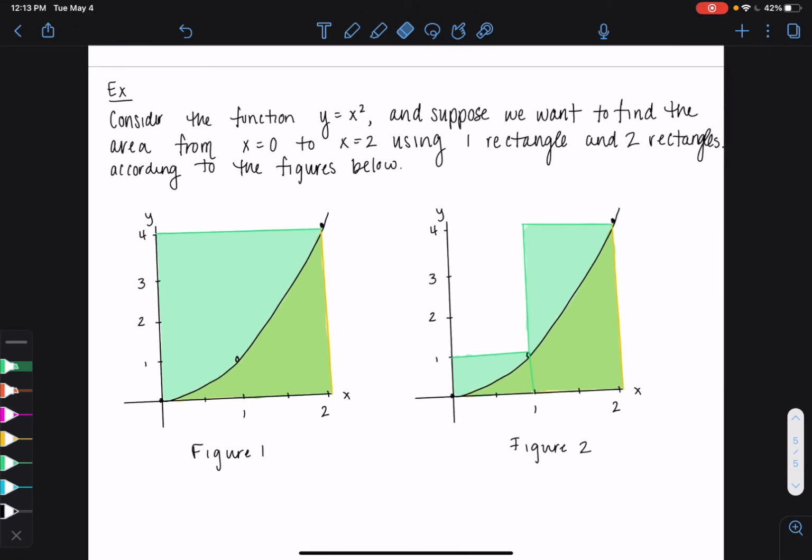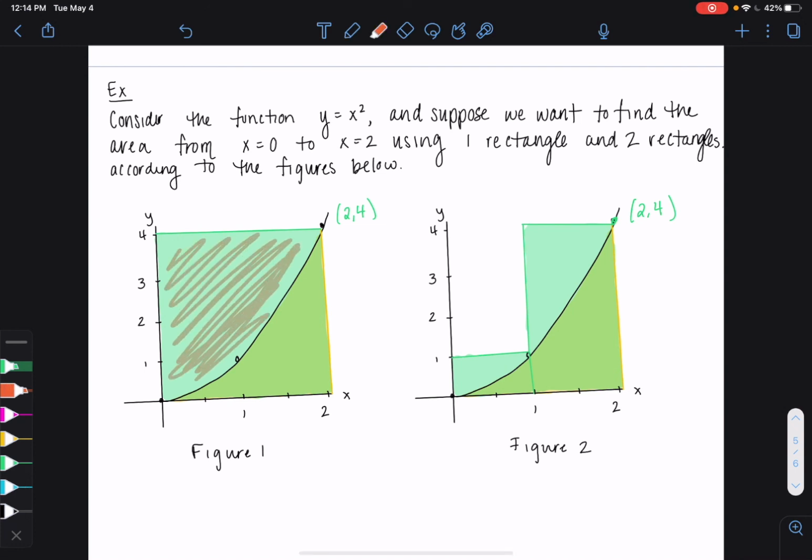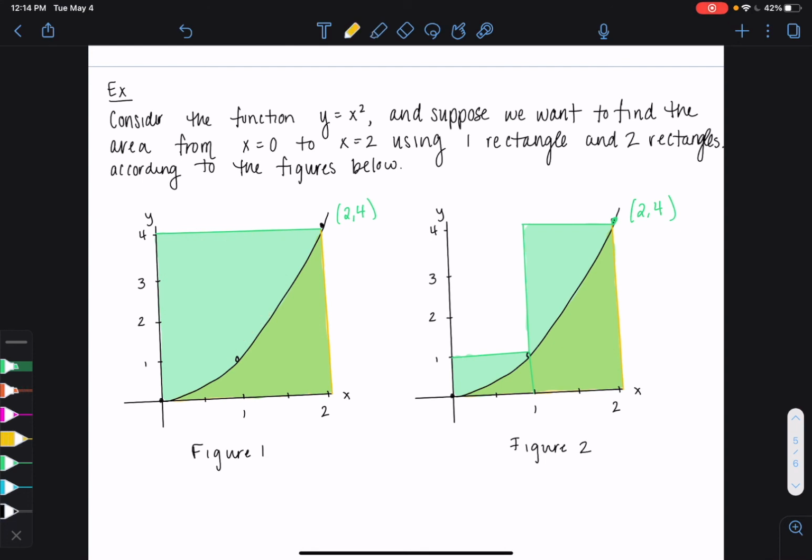We're going to consider the function y equals x squared. And suppose we want to find the area between 0 and 2, first using one rectangle, and then using 2 rectangles, based on these figures below. So we're dealing with y equals x squared. This point here would be the point (2, 4). So if I plug in 2, the y value is 2 squared, or 4. In this first figure, you can see it's not going to be a really good approximation because this is completely overestimating my actual area. But I can go ahead and use rectangles. This bottom is 2. The height of this rectangle is 4. So my area is approximately 2 times 4, or 8.